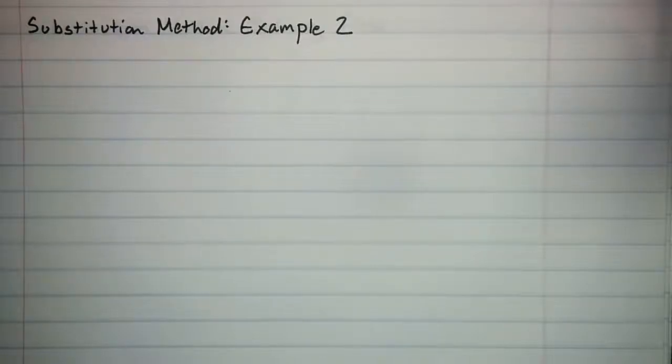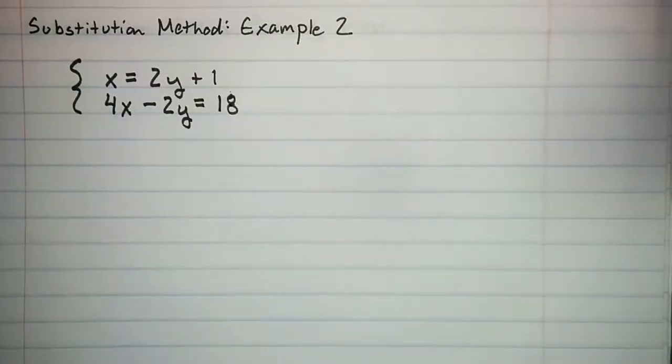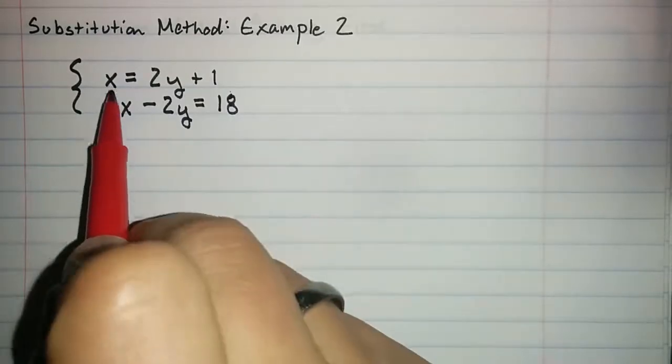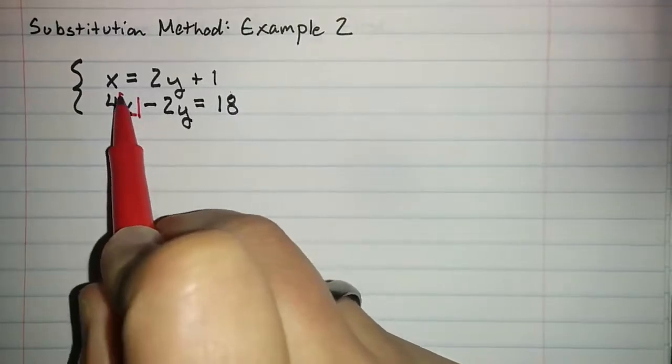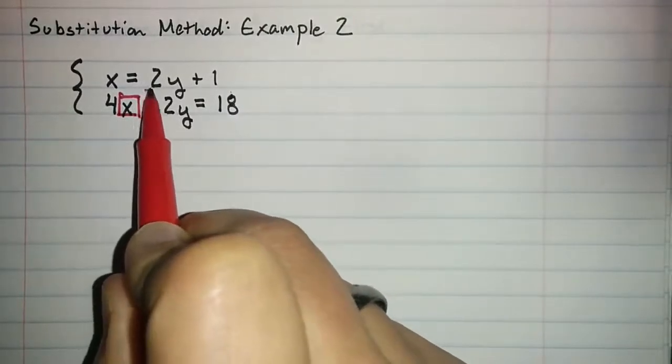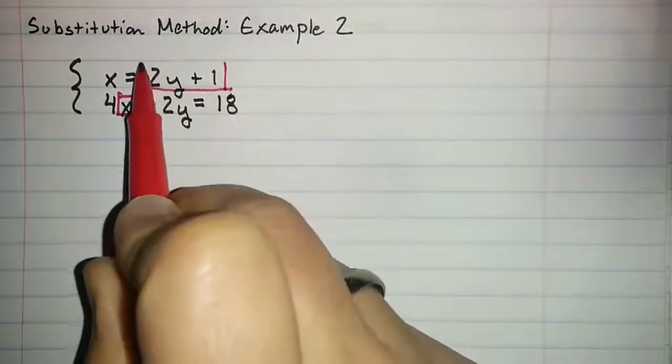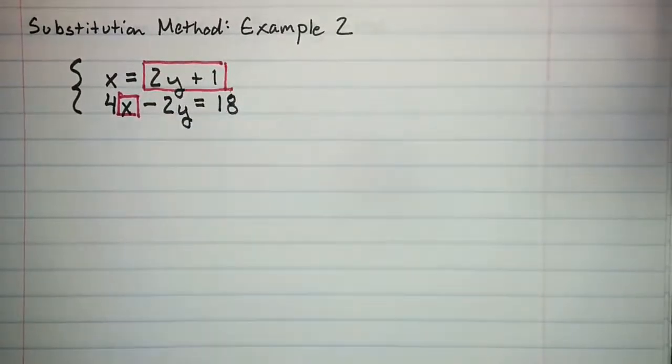Let's see an example where matters are just a little bit more complicated. Let's suppose we're trying to solve the system x equals 2y plus 1 and 4x minus 2y equals 18. All right, now again, our first equation is in the form x equals something. So we'll want to replace the x in the second equation by something in y from the first equation.